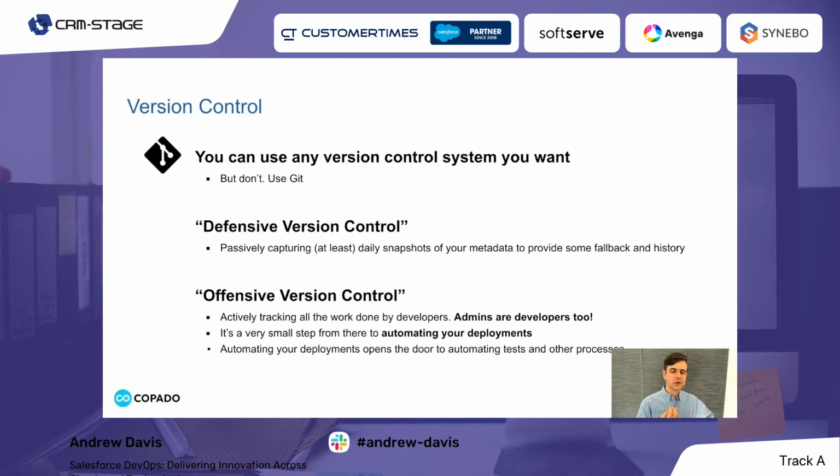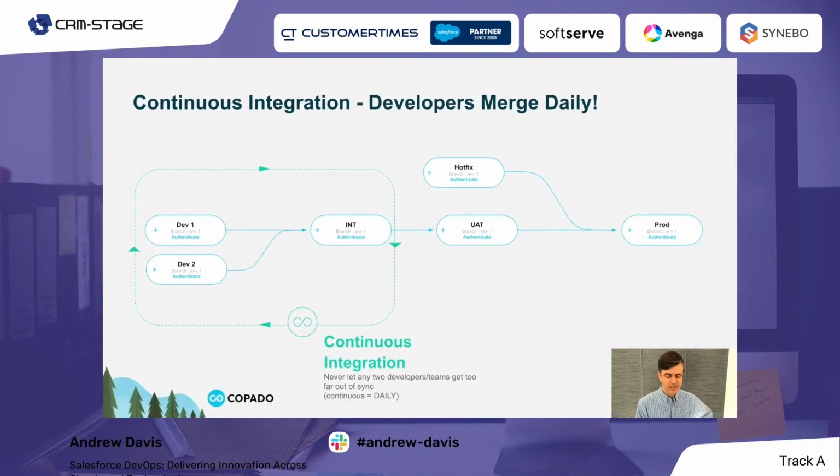Now, offensive or active version control means that you're actively and intentionally tracking the changes that you're making as you're doing them. And that's, of course, what you really need to be doing and moving towards. So I'm just trying to encourage you that there may be easy ways to baby-step into this world of version control.